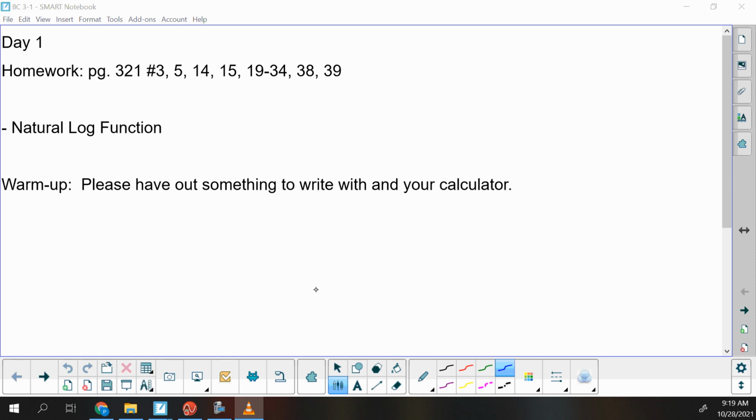If you could have out something to write with and your calculator. We're also going to need our white notes packets out. We'll be in there today. In our planners, we can be writing day one. And we also have on day 4 the tying it all together packet due as well.